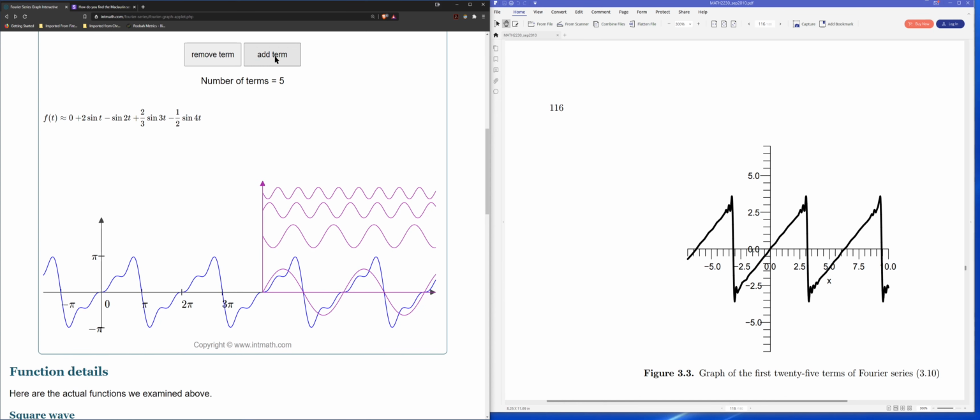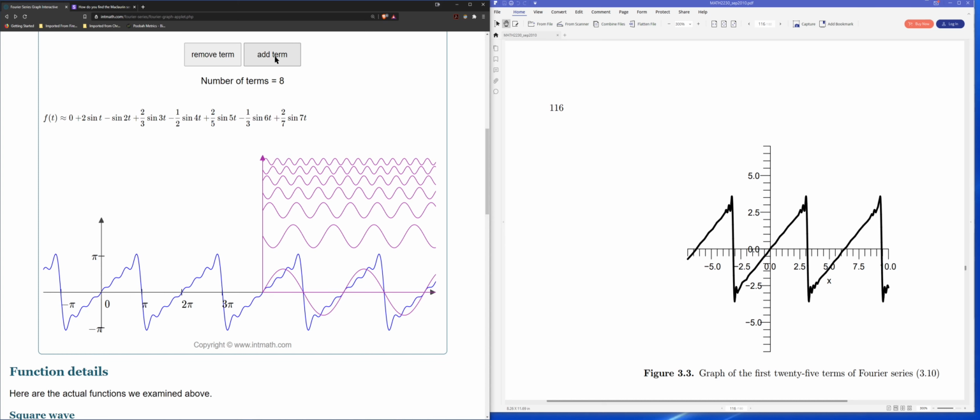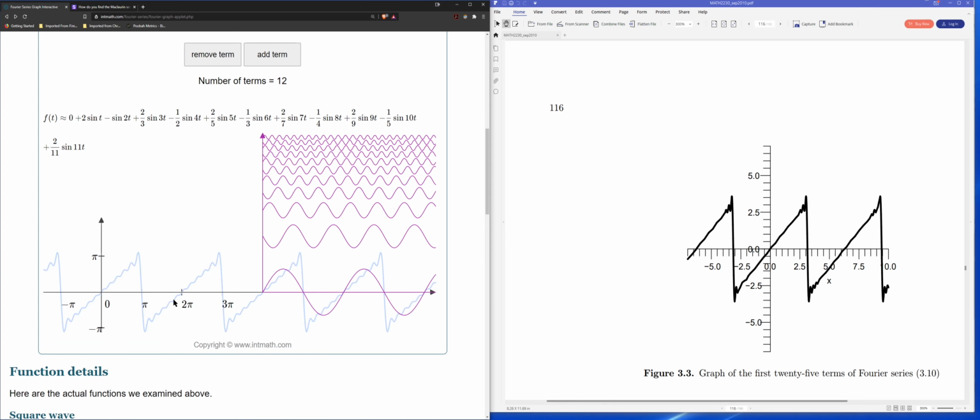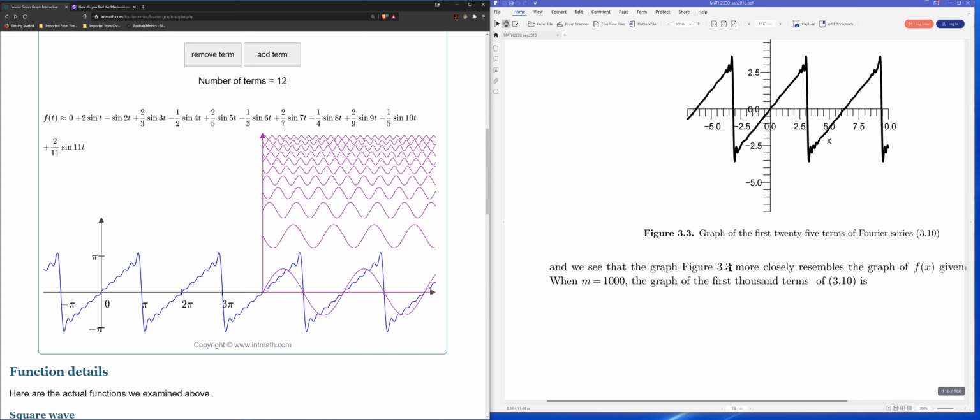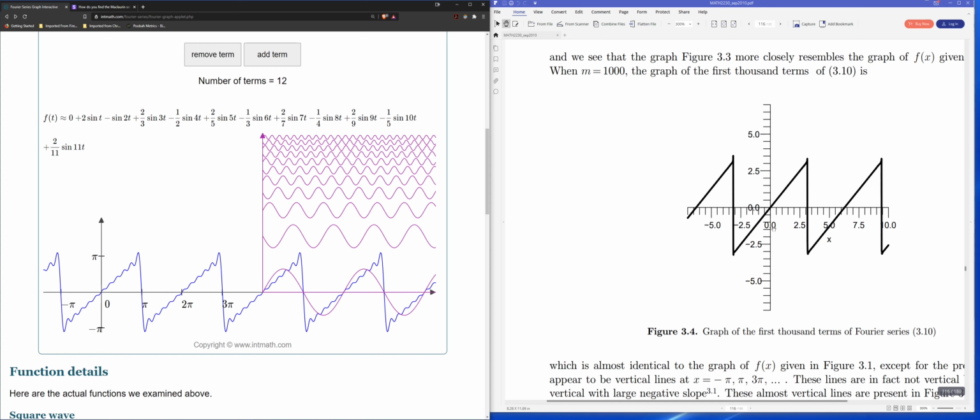4, you get better. 5, 6, 7, 8, 9, 10, 11, 12, right? Okay, so the more terms you use, the better your approximation is going to be, right? This is just 12, right? So you still have this sort of jagged behavior between minus pi and pi, right? If you use 1,000 terms, right?